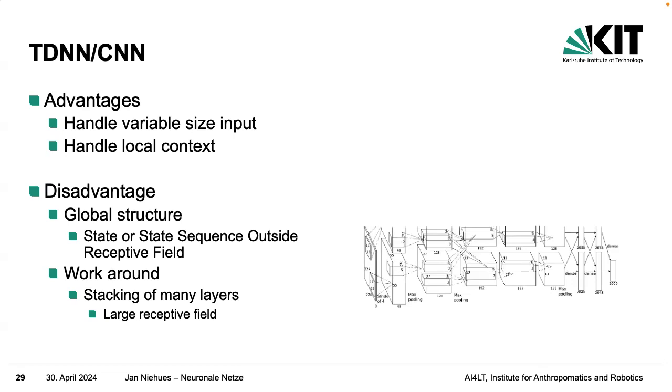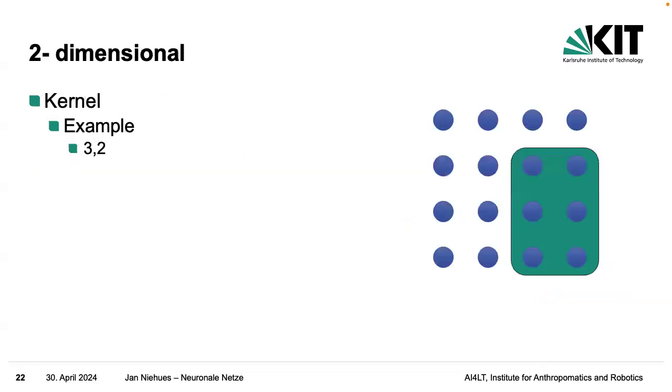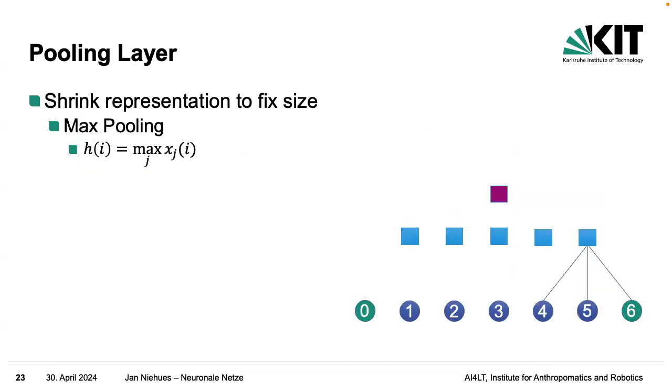Yes? No, it's the number of input neurons or inputs that influence one hidden state. So if in one layer the receptive field is 3, if you have a kernel size of 3, but if you stack 2, 3 on top of each other, it should be 5. So the more you stack, the bigger your receptive field is.